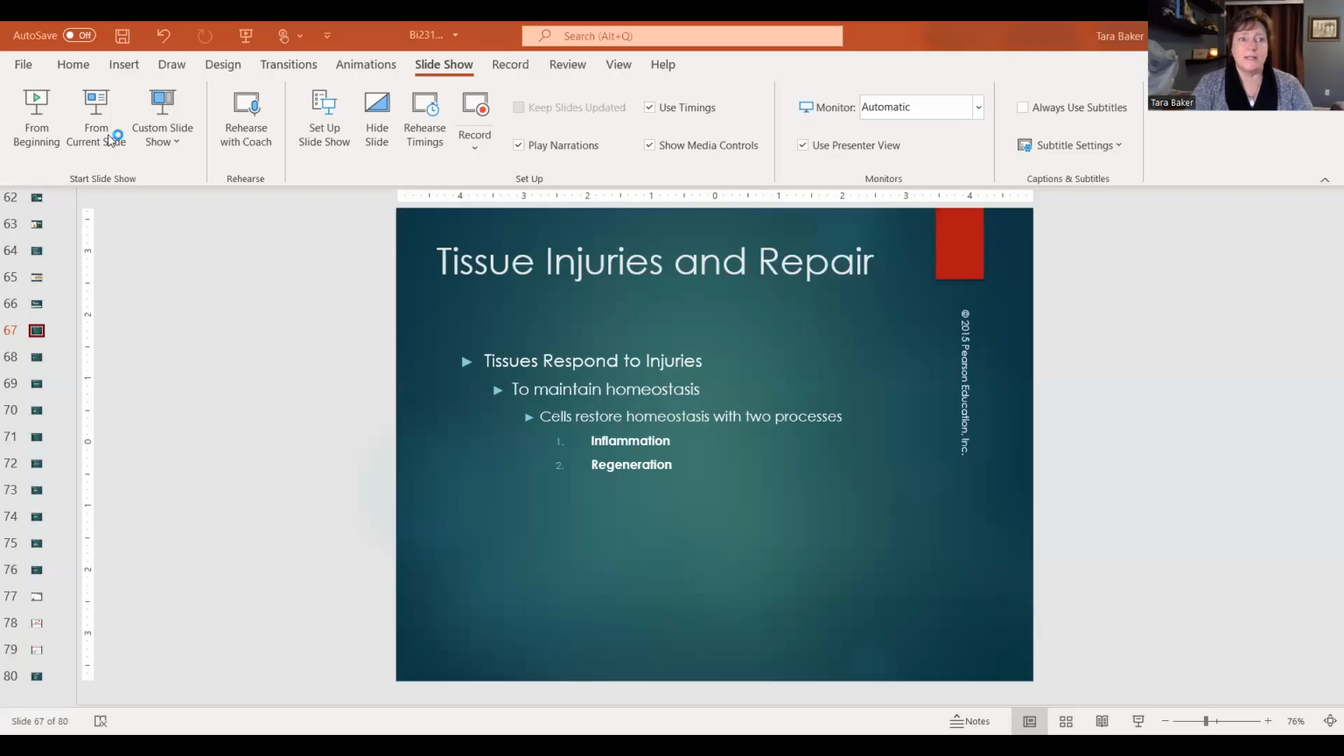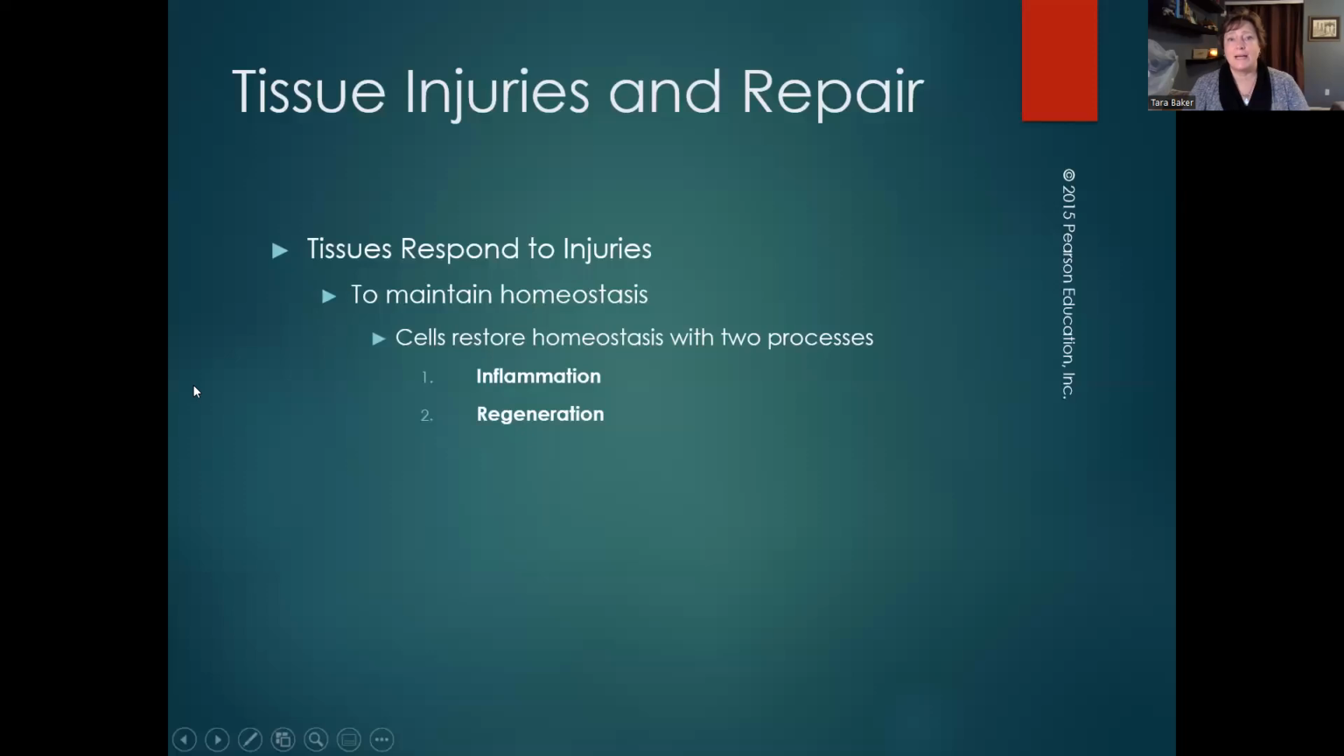So tissues are going to get hurt. They're going to break, they're going to be destroyed. And how does your body respond to these tissues being broken and needing to be repaired? So think of a bone, think of skin, think of heart, think of a brain injury. What happens inside your body when these tissues are damaged?